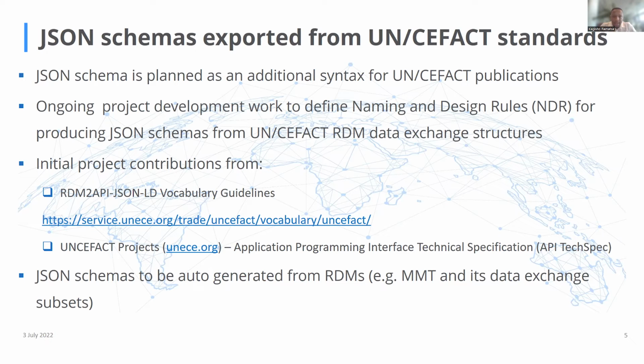The aim here is to make sure that the JSON schemas can be easily auto-generated from the reference data model, e.g. from the MMT reference data model and its data exchange subsets. An example of one could be the rail data standards that have been developed in collaboration with the UNECE and the UN/CEFACT.